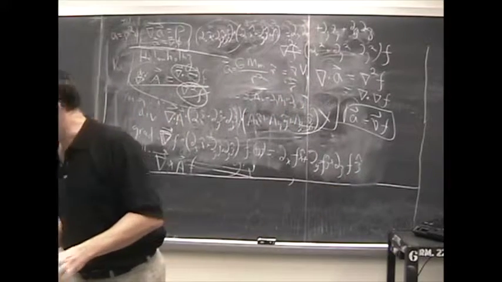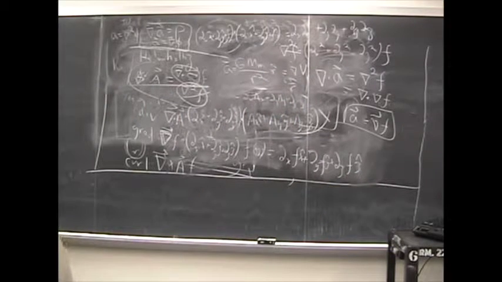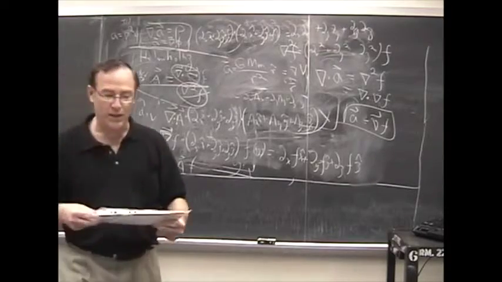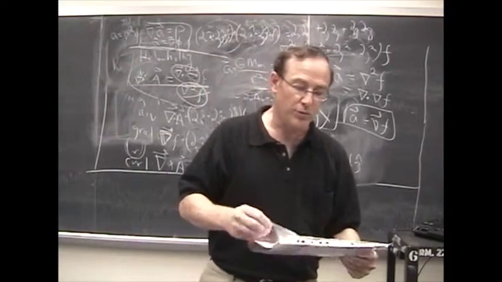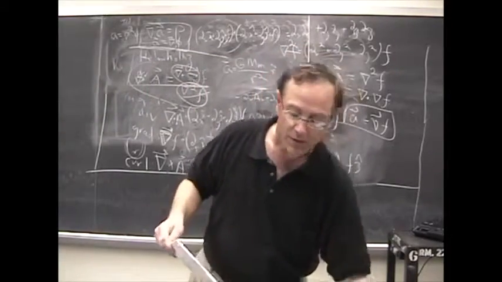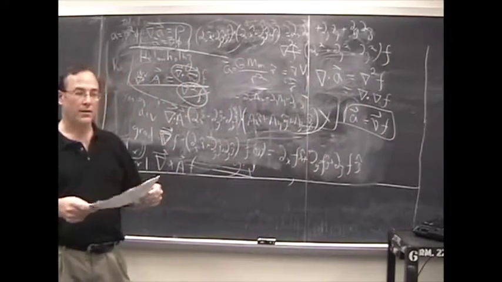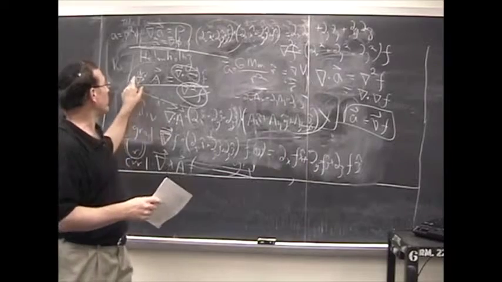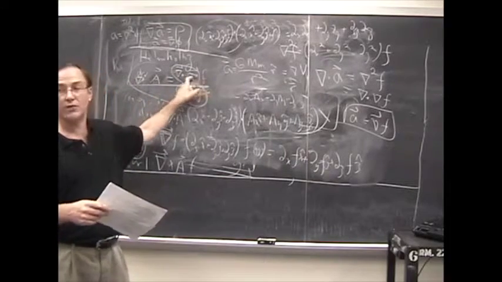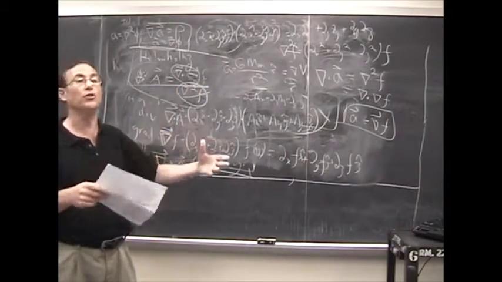Okay, let's look at a diagram of what it means. What does the gradient do? So we have this gradient, this little triangle thing. This triangle thing was the del. Operating on a scalar function, we call it a gradient. What does it actually do?